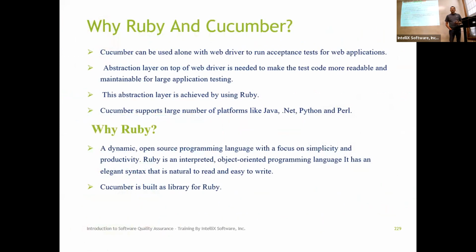Now, why Ruby and Cucumber? Cucumber works with other programming languages, but Ruby is easier to pick up syntax-wise. I don't know if you've ever seen Java syntax, it's complex. You have to have parentheses, all kinds of things, semicolons. Ruby is a lot simpler than Java. And I guess that's why most companies use Ruby with Cucumber together.